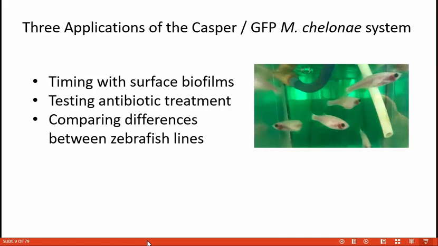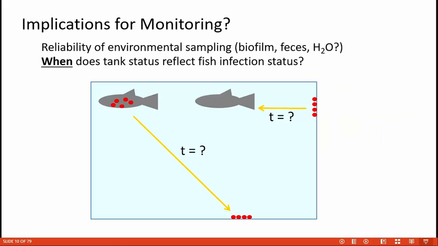So I'll give you some examples of how we've applied this system, as well as using Casper fish and other zebrafish lines to look for differences between them. So first we'll start with the biofilm example. This is work we published several years ago, but I think it bears repeating, and it shows how we can apply this fluorescence and Casper fish system pretty easily.